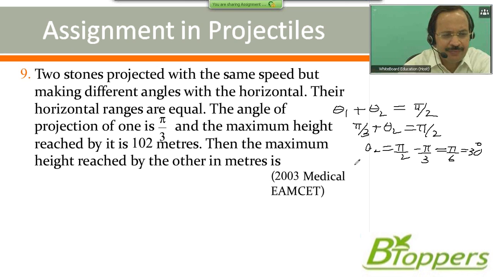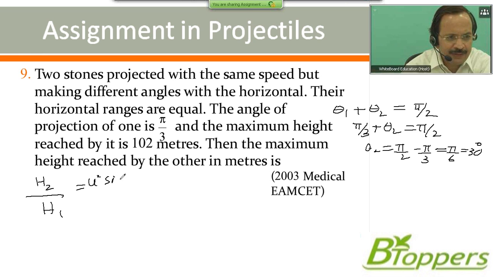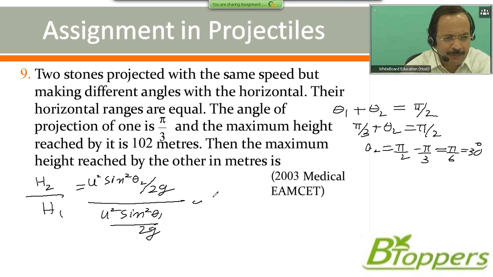The maximum height reached by the projectile in terms of the initial speed of projection and angle of projection is given by h equal to u square sin square theta by 2g. So the maximum height reached by the second projectile is u square sin square theta 2 by 2g, and the maximum height reached by the first projectile is u square sin square theta 1 by 2g. So the ratio of the maximum height reached by the second projectile to that of the first projectile will be (sin theta 2 by sin theta 1) whole square.